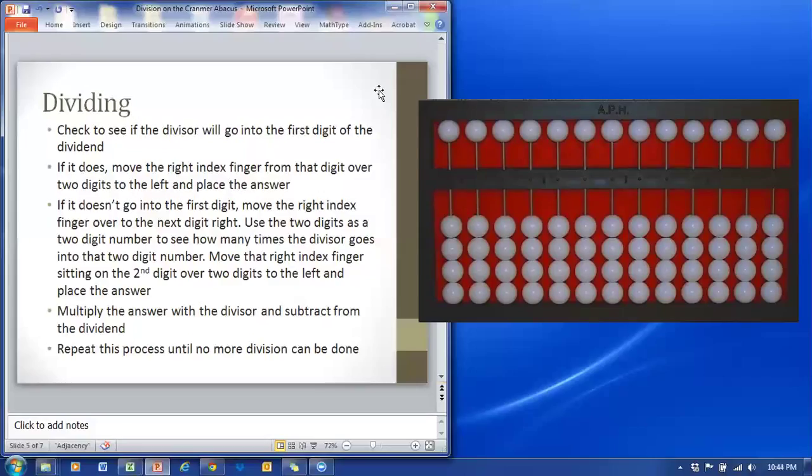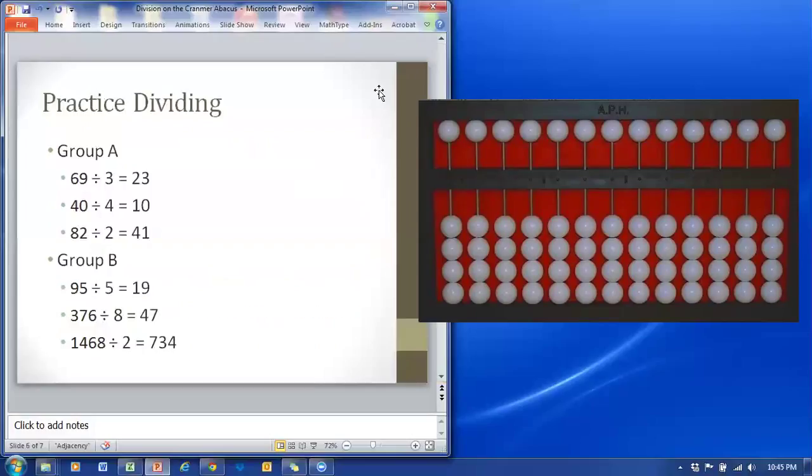If it does, move your right index finger 2 columns to the left and actually place that answer again. Just like you're used to doing, you're going to multiply that answer by the divisor and subtract that off of the dividend. Keep repeating that process just as you would for any student. So let's see this in action. Again, I've put this into 4 groups, A, B, C, and D, based on level of difficulty.